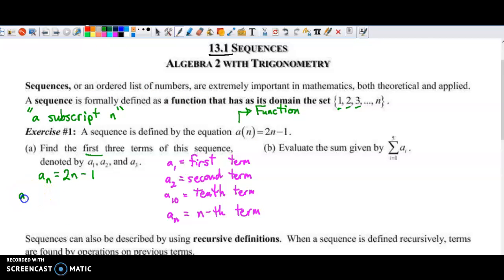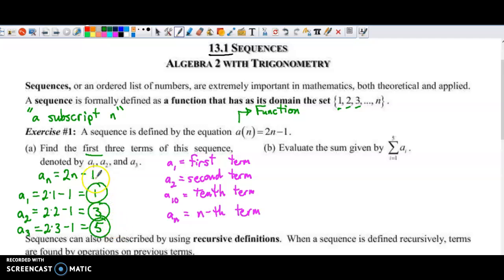So when I ask you for a subscript 1, you're plugging 1 in for the n, and then just performing the arithmetic. That comes out to be 1. A subscript 2, the second term, you replace the n in the problem with 2. And then a subscript 3 would be plugging in 3 for n. And what you should notice is there's definitely a pattern going on. If you see it, it would be nice. It's odd numbers.